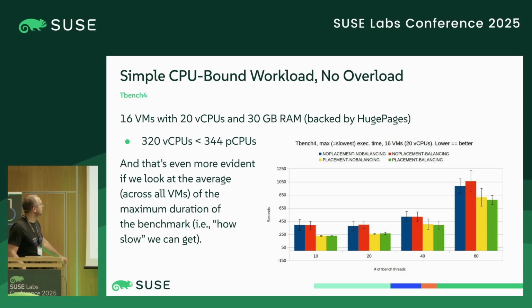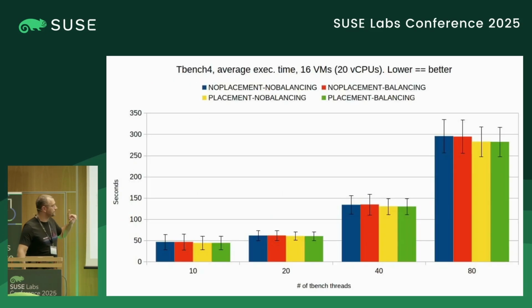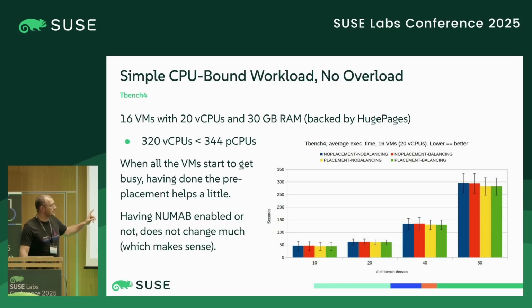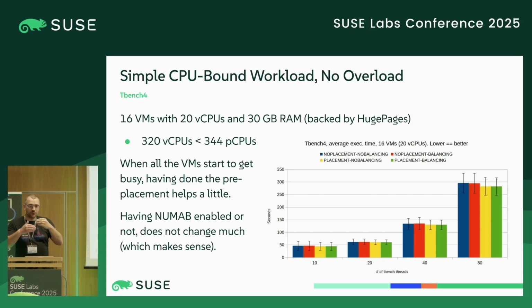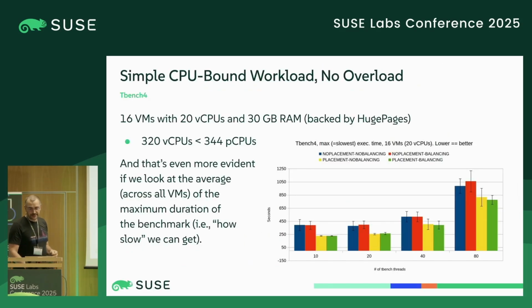Now, what happens if... so this was the average duration of this benchmark, and I mean the average across all the runs done in all VMs, and then the average across all the VMs, because I have 16 of them. What happens if we take the maximum, so the slowest runs inside of each VM, and then it's again the average across all the VMs?